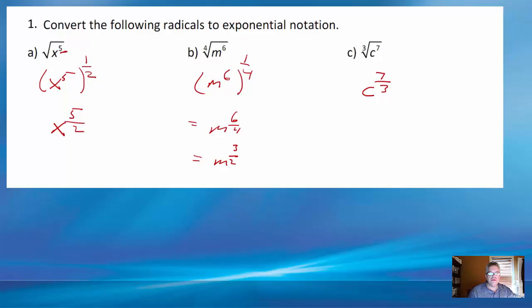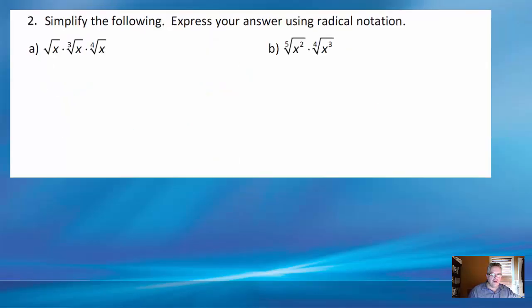Now we're going to use this. We want to simplify these expressions. Let's change these to expressions with exponents. The square root of x here can be written as x to the 1/2. The cube root of x is x to the 1/3. We're multiplying these expressions. And the fourth root of x is x to the 1/4. So altogether, this would be x to the 1/2 plus 1/3 plus 1/4.